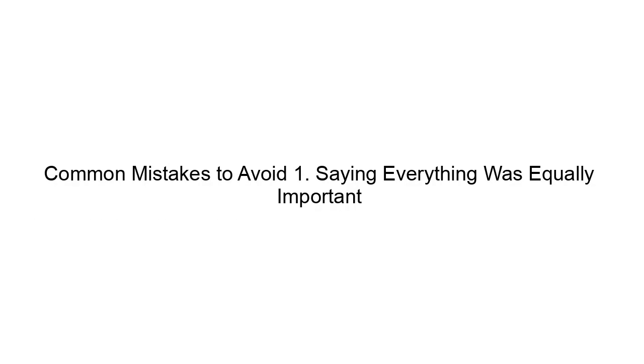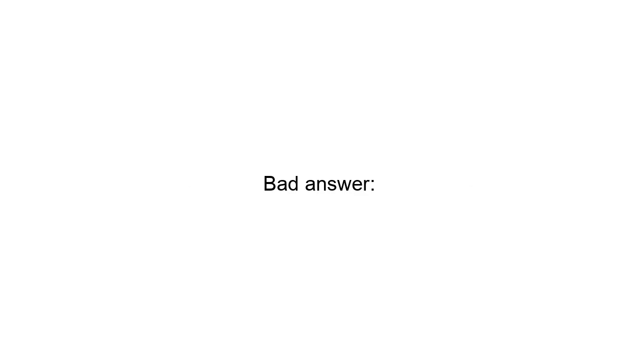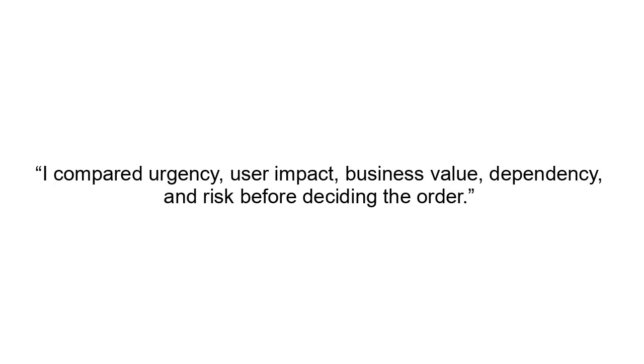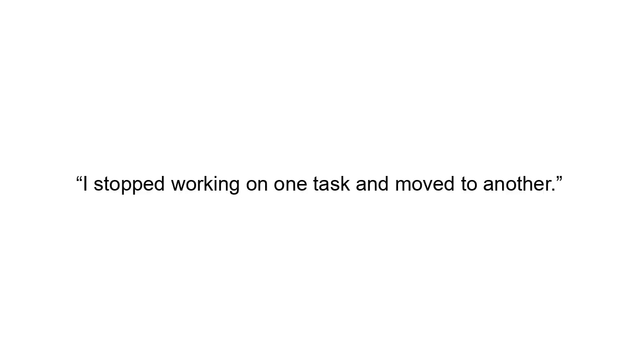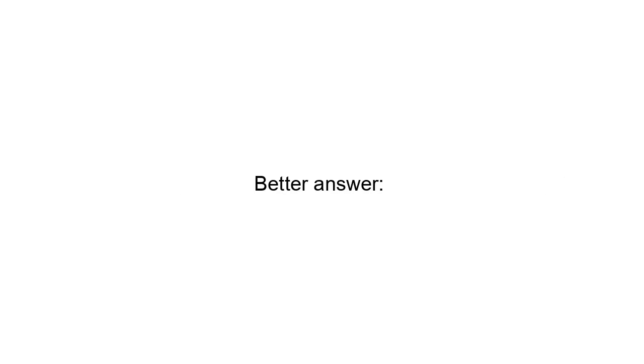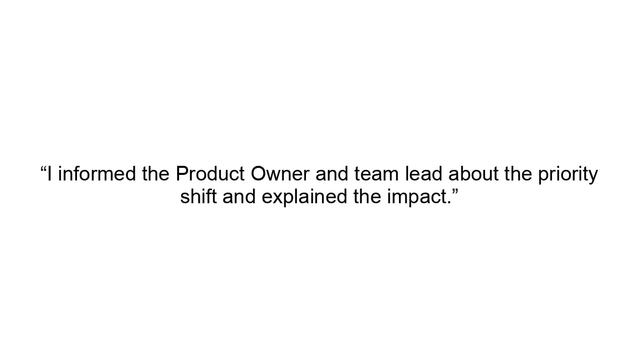Common mistakes to avoid. 1. Saying everything was equally important. Bad answer: I treated everything as high priority. Better answer: I compared urgency, user impact, business value, dependency, and risk before deciding the order. 2. Not communicating priority changes. Bad answer: I stopped working on one task and moved to another. Better answer: I informed the product owner and team lead about the priority shift and explained the impact.